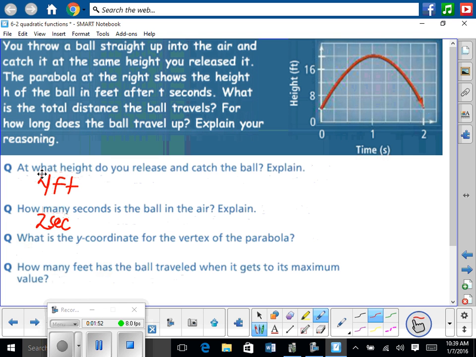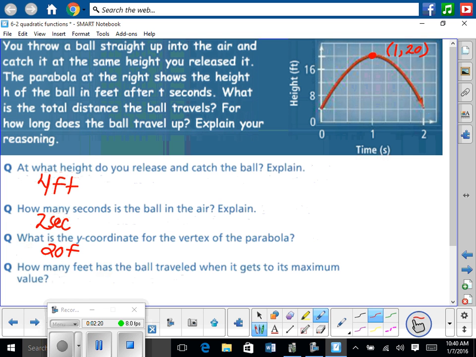What is the y-coordinate of the vertex of the parabola? So Justin says 20. Justin, is this a maximum or minimum value? Max, that's our vertex right here. Okay, so the y-coordinate of the vertex is? 20. Over 1, up 20. So Justin, you were right. Our y-coordinate of the vertex is 20 feet.